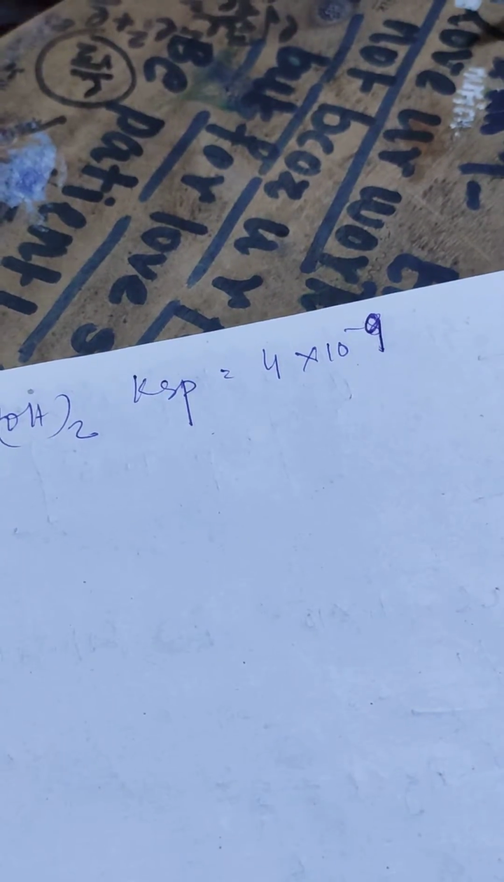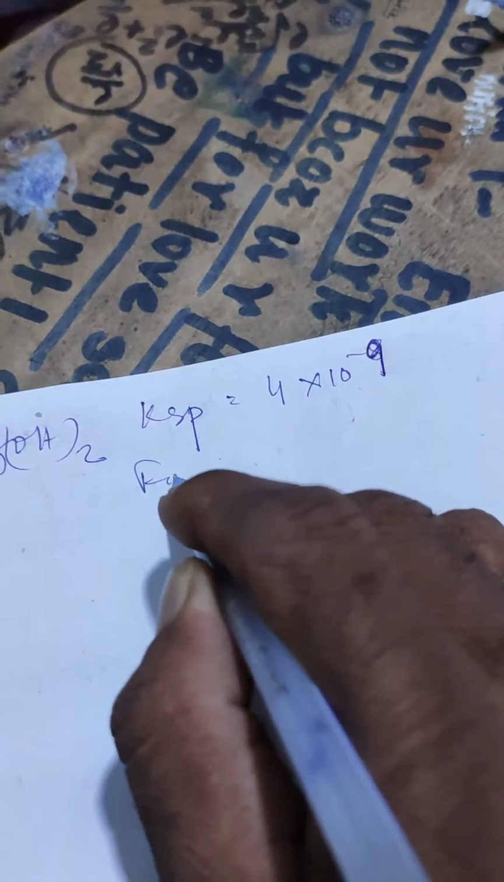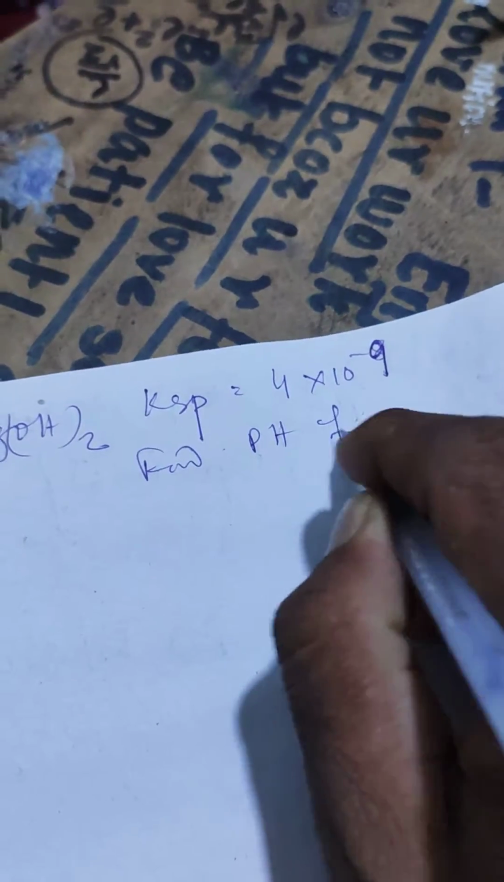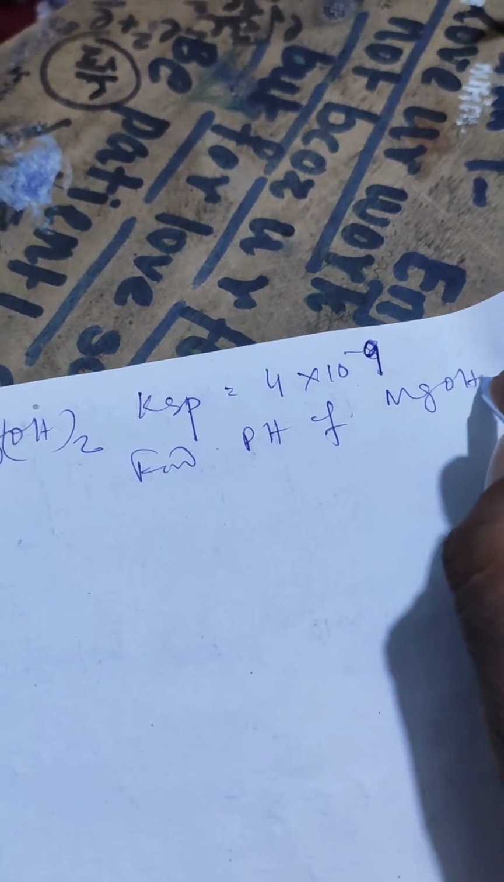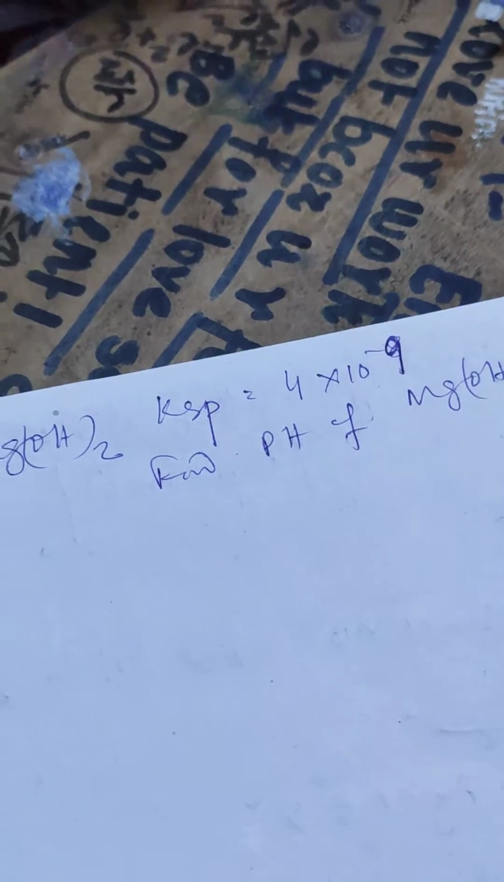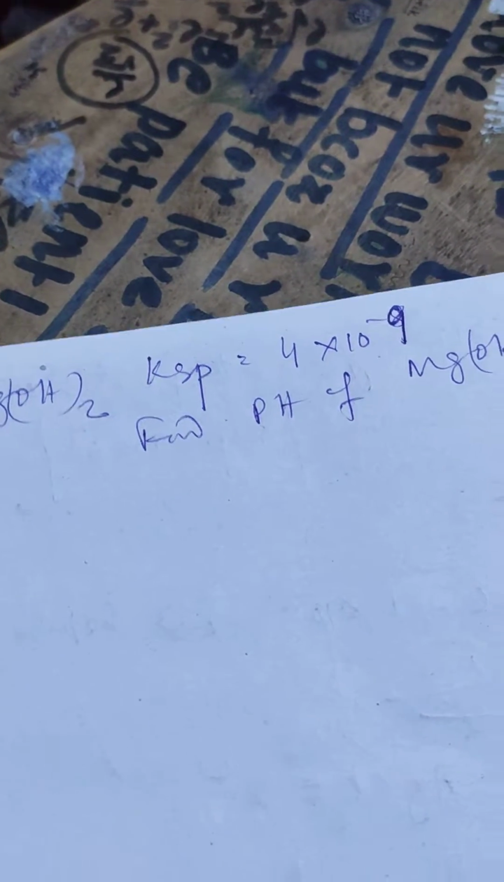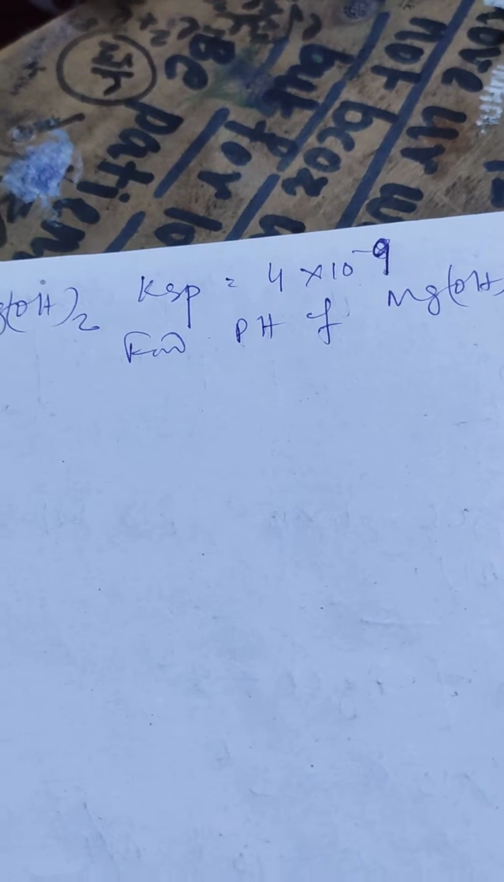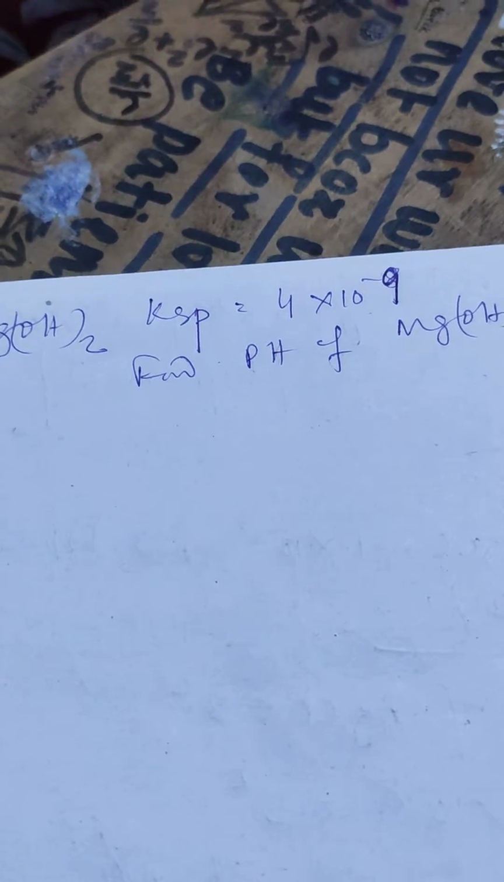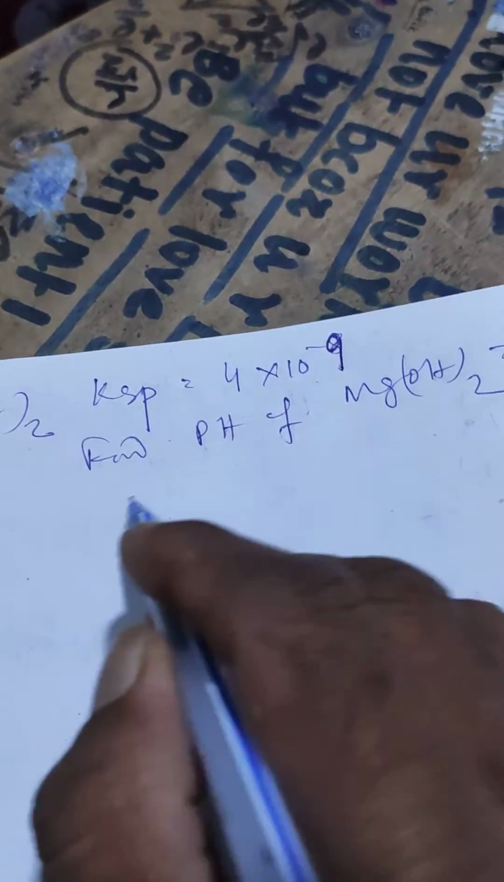It is given like that. So find the pH of magnesium hydroxide solution. That is a very interesting question. Here the solubility product is given, but it is asking the pH of the solution. So we have to interlink here.